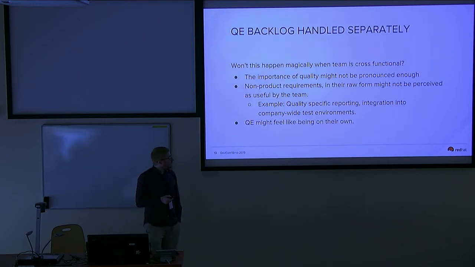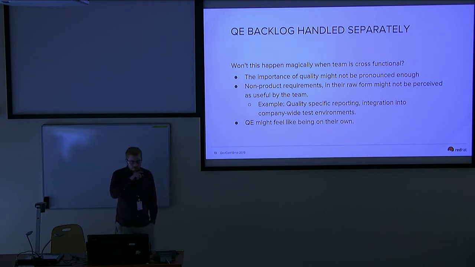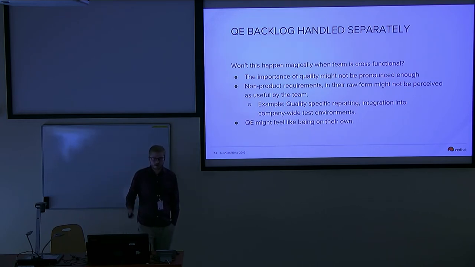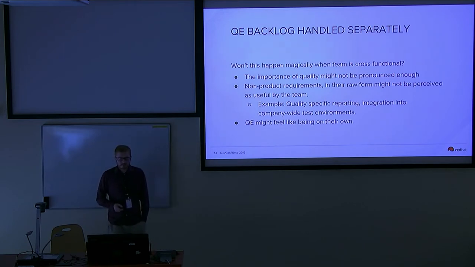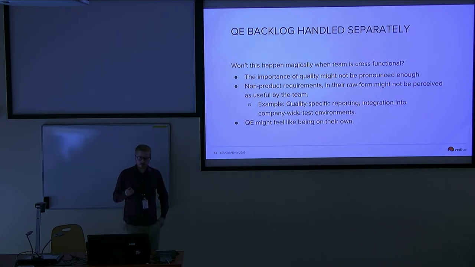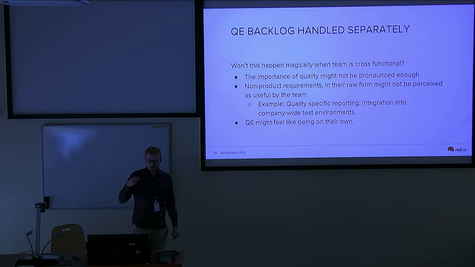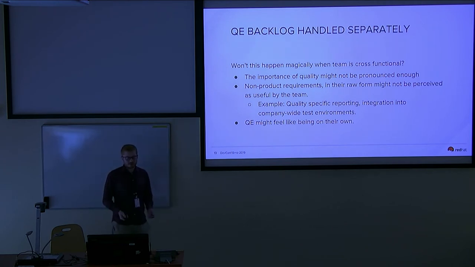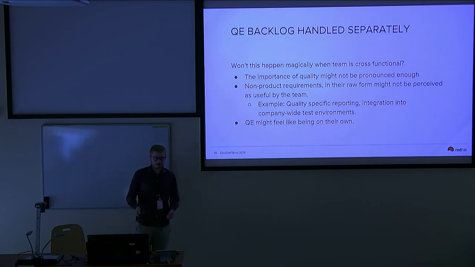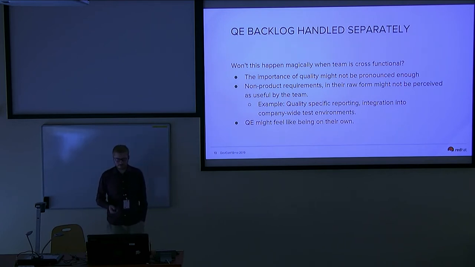The second mitigation proposal to the problem of a QE backlog that is handled separately is that you need to talk and you need to explain. Because even if you are cross-functional, this won't happen magically. Sometimes it might be that quality is not the top priority for the team. Sometimes it's even deliberately not the top priority, because first we need to have something to sell or to show, at least.